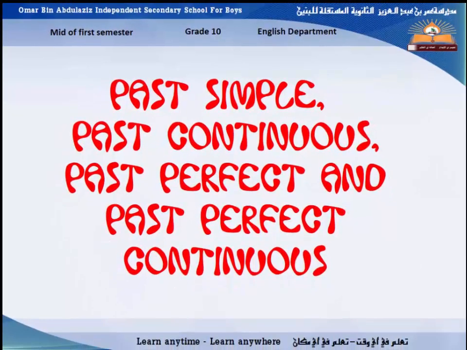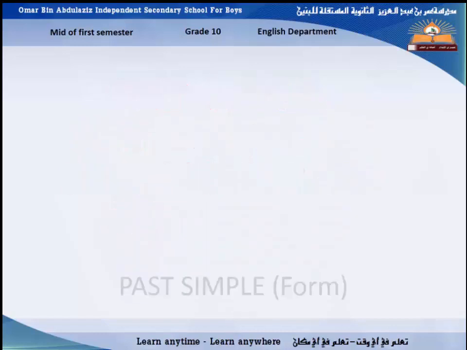Dear grade 10 students, welcome back to our revision for the mid of the first semester on Units 1 and 2. In this part, we will go to the grammar section. We will start with the past forms. We will discuss today the past simple and the past continuous, the past perfect and the past perfect continuous.